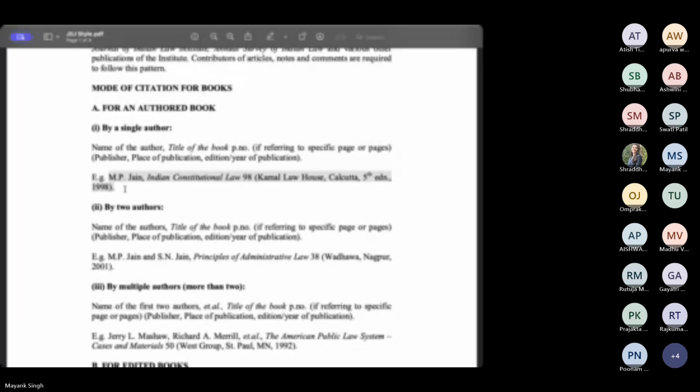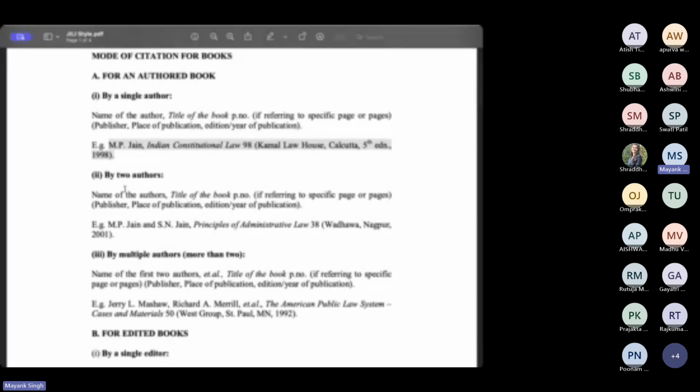If it is New Delhi, you will write New Delhi. If it is Latur, you will write Latur. If it is Bangalore, you will write Bangalore. Then you will write 5th edition, if the edition is given, then comma, you will write the year. That's how you will write the footnote of an authored book by a single author. Is it clear? Yes, sir.